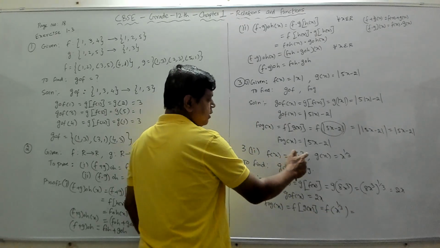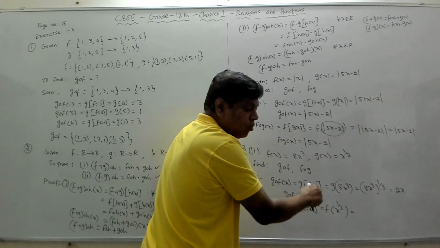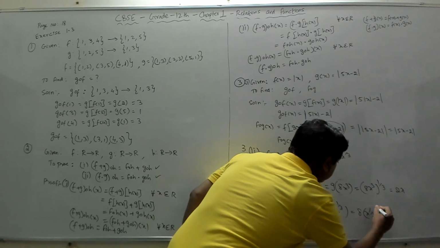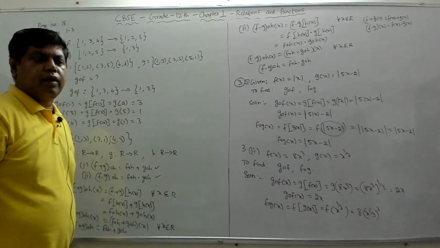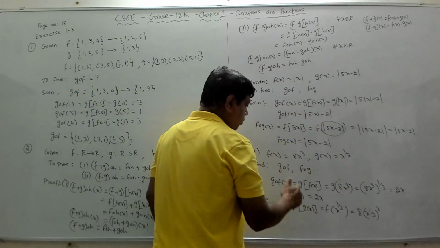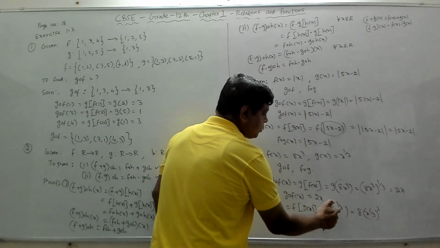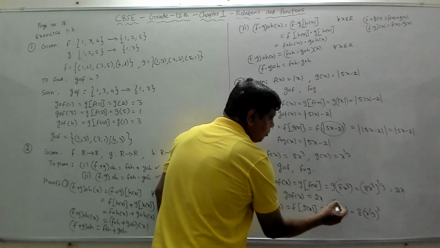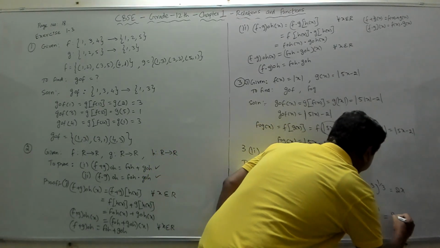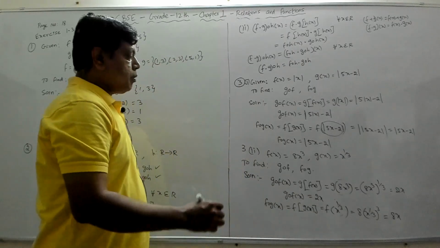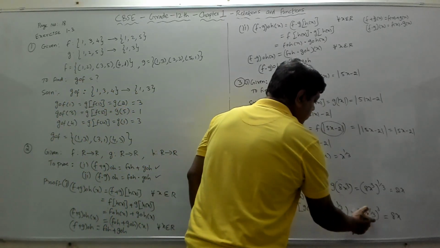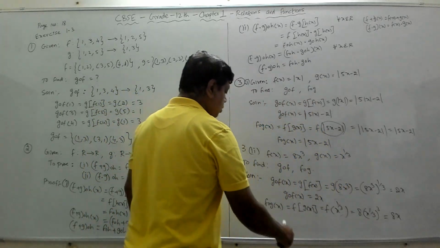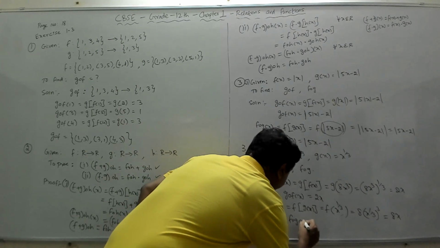f of x is 8x cube, but x is what here? x power 1 by 3. So I will put 8 into (x power 1 by 3) cube. So here this entire thing, x power 1 by 3, should be treated as x. The cube is only for x power 1 by 3 and not for 8. So you get 8x, so your f of g of x is equal to 8x.